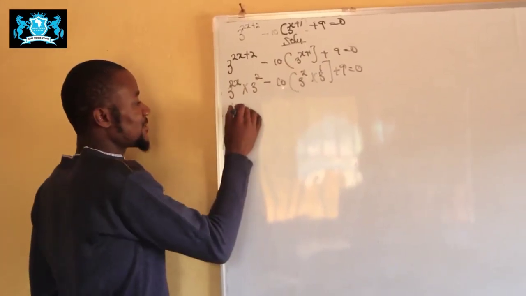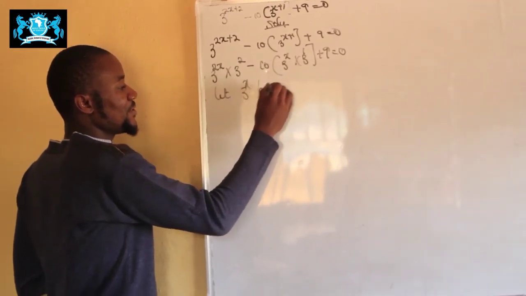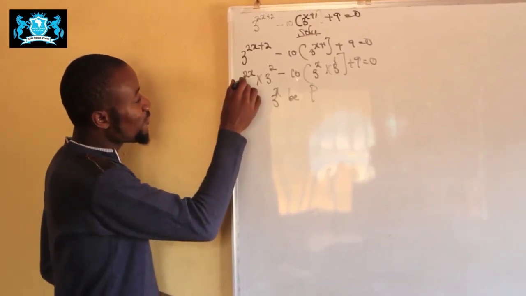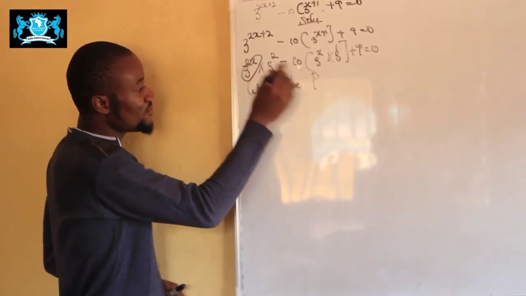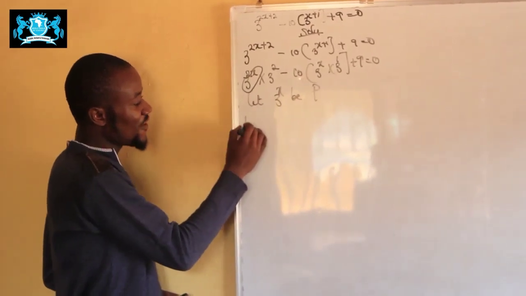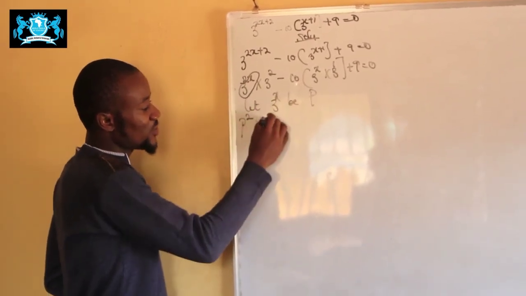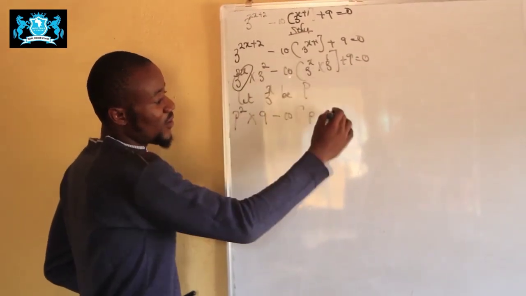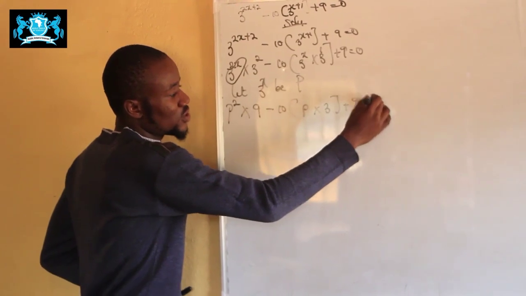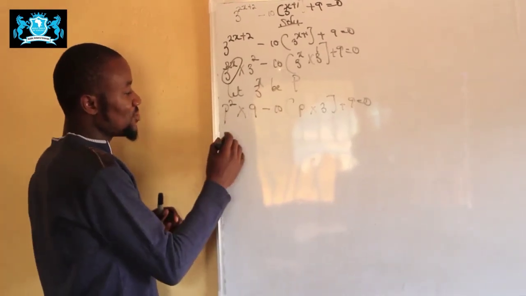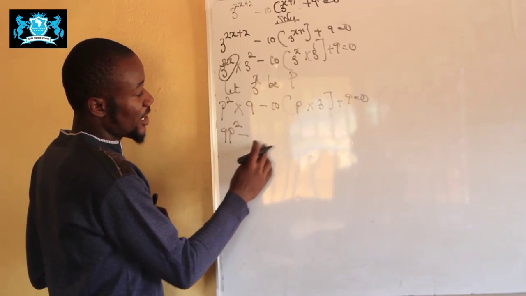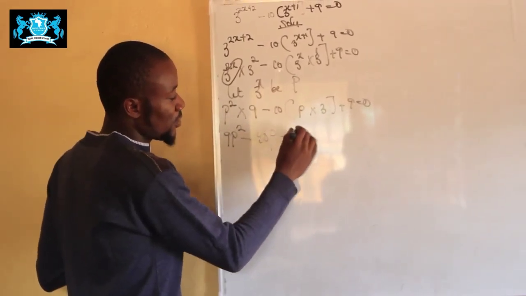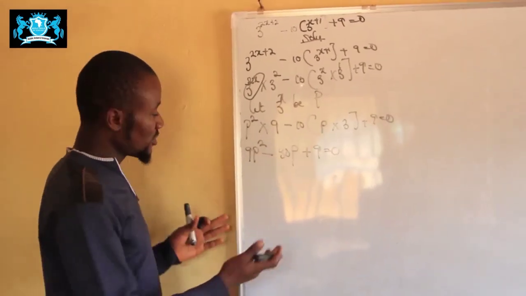Now you say let 3 raised to the power x be p. So when you say 3 raised to the power x is p, what is left here is p squared. So you have p squared times 3 raised to the power 2, which is 9, minus 10 times 3 raised to the power x, which is p, times 3 raised to the power 1, which is 3, plus 9 is equal to 0. So 9 times p squared is 9p squared, minus 10 times 3 is 30, times p is 30p, plus 9 is equal to 0. So you have got the quadratic equation.